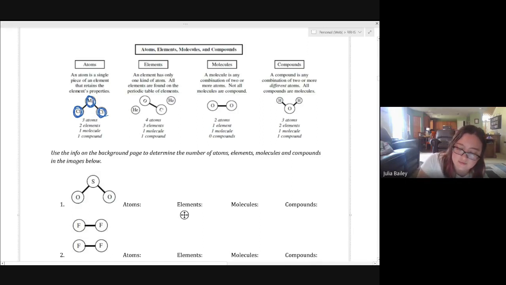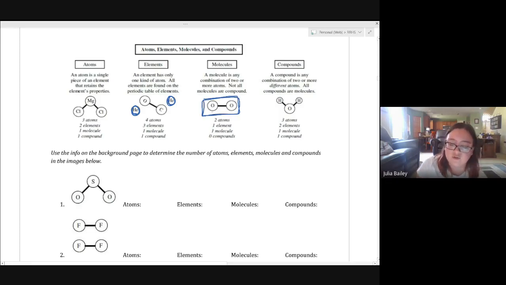Basically, any one of these labeled circles that has the label of an element in it is an individual atom. Now, when you're talking about an element, there would only be one kind of atom. All elements are found on the periodic table of elements. So here is an element, here is an element, because that is only one kind of atom. This right here is also an element, because while there are two atoms, one oxygen and a second oxygen, that's still only one kind of element. We only have O, oxygen, there. So that's also an element.